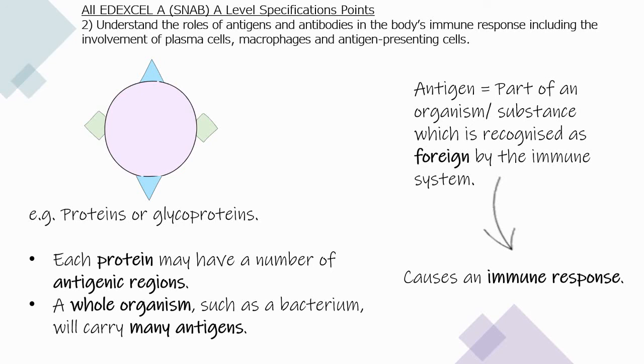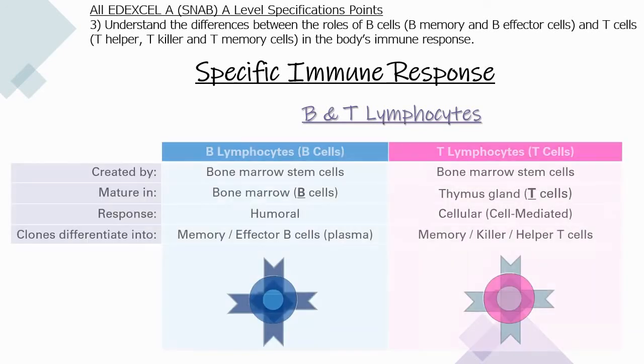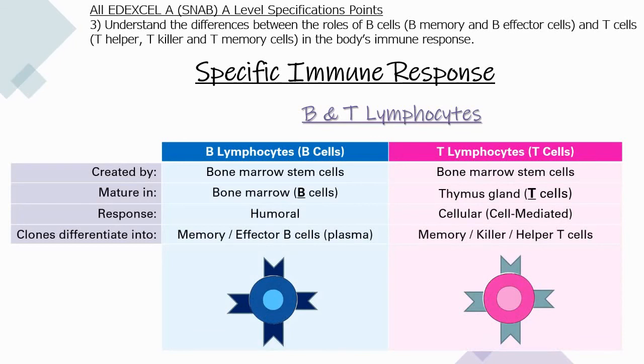So the specific immune response, so B and T lymphocytes, also known as B and T cells, are very important in the specific immune response. So here I've created a summary table to show the key characteristics of these cells. So both are created by bone marrow stem cells.